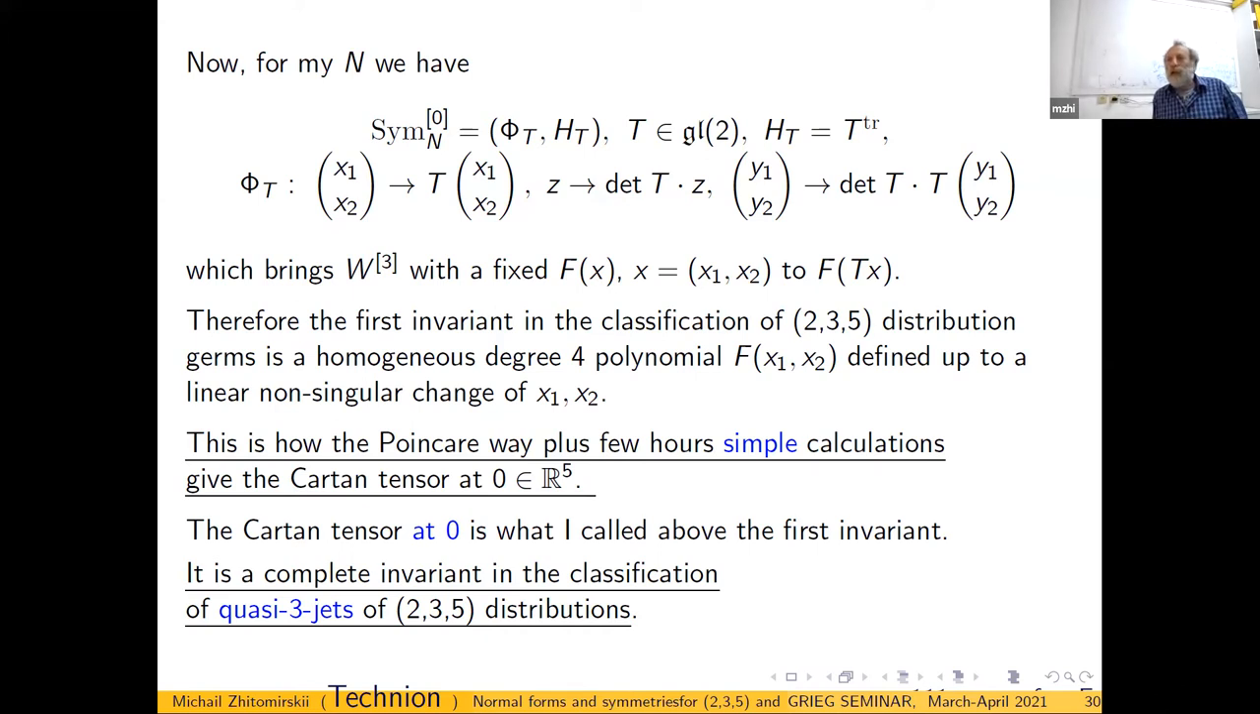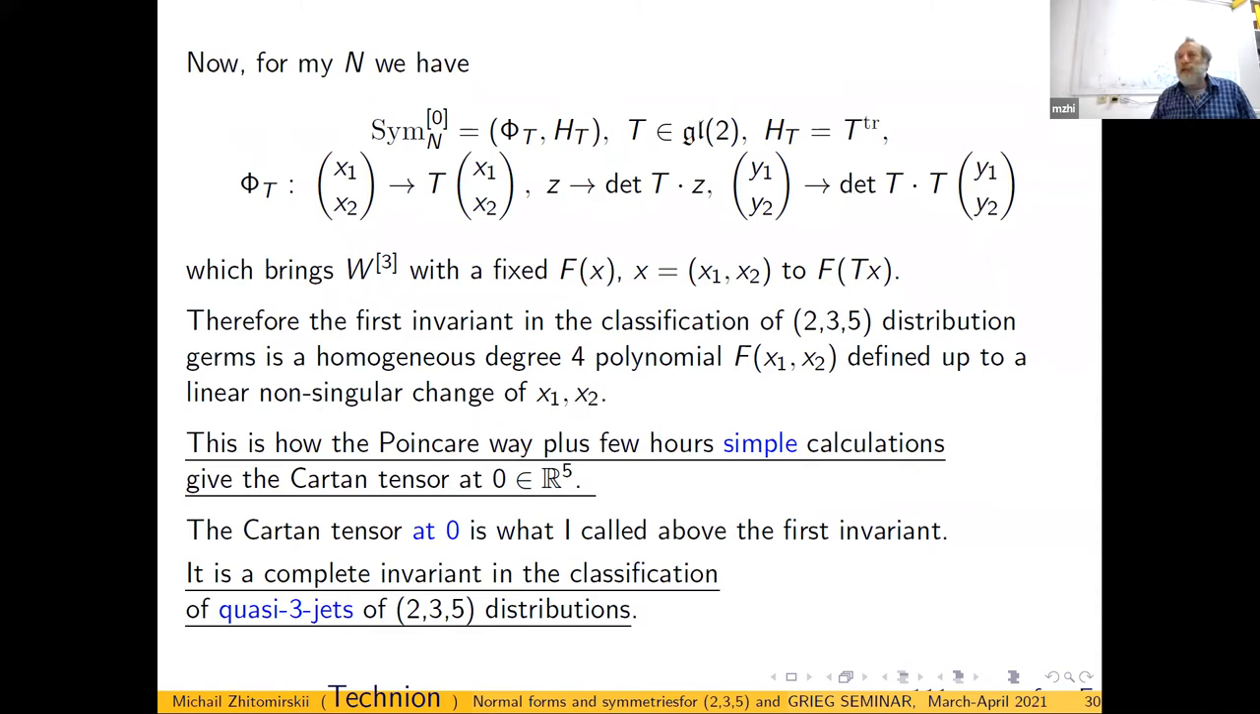This is how the Poincaré way gives us, well, what I skipped is the calculation, but the calculations are very simple. No, let me be honest, you need a few hours for this calculation, but it is simple. And we get the Cartan invariant, the Cartan tensor at one point, at zero. What is conceptually very good and important is that the Cartan tensor at zero is a complete invariant. We got it in the classification of quasi-homogeneous germs of 2, 3, 5 distributions. So this is what the Cartan tensor at zero is.